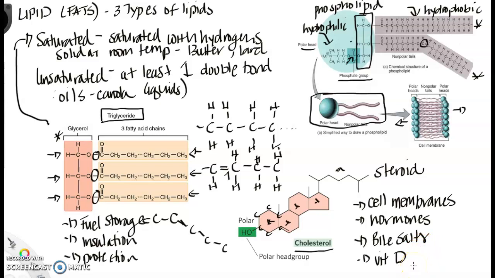Anyway, those are the fats of the body, and make sure you know all 3 of those and where you find them, what they're for. So the next video will be about proteins.